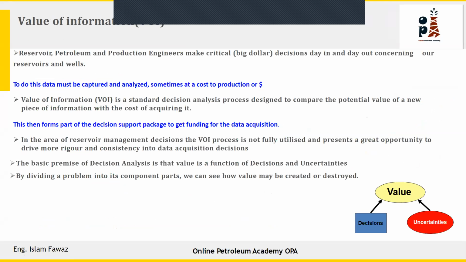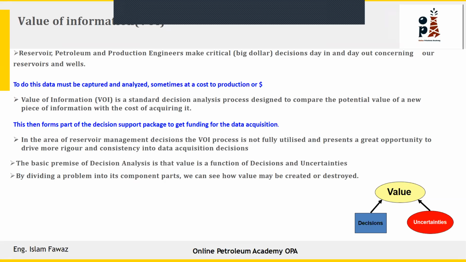This is the last topic we will go through: the value of information. We invest a big dollar, and a big dollar should be justified by the benefit from this investment. The value of the surveillance or the job is a function of two things: uncertainty and decision. Value of information helps you in the standard decision analysis process, and to compare the potential value of a new piece of information with the cost of acquiring it.